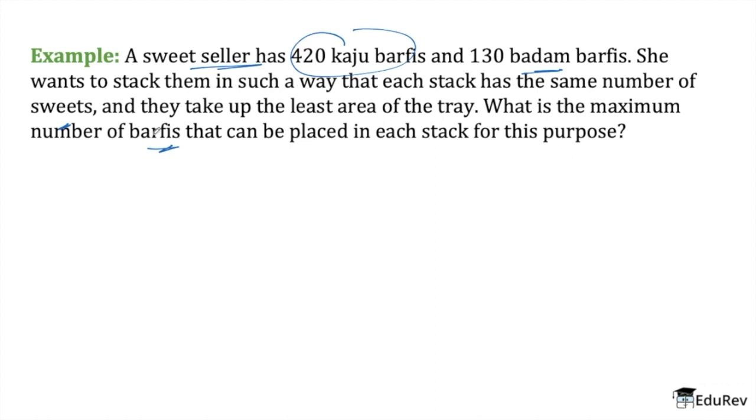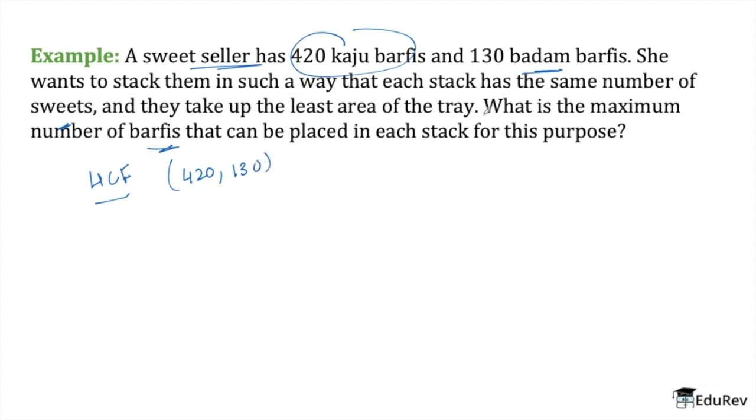Now this question can be solved with the help of trial and error, right? But to do it in a very systematic way, we need to find the HCF, that is the highest common factor, of 420 and 130.